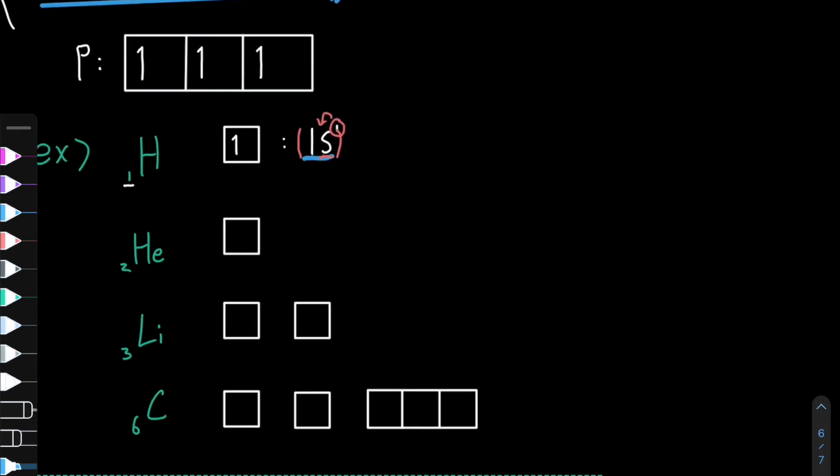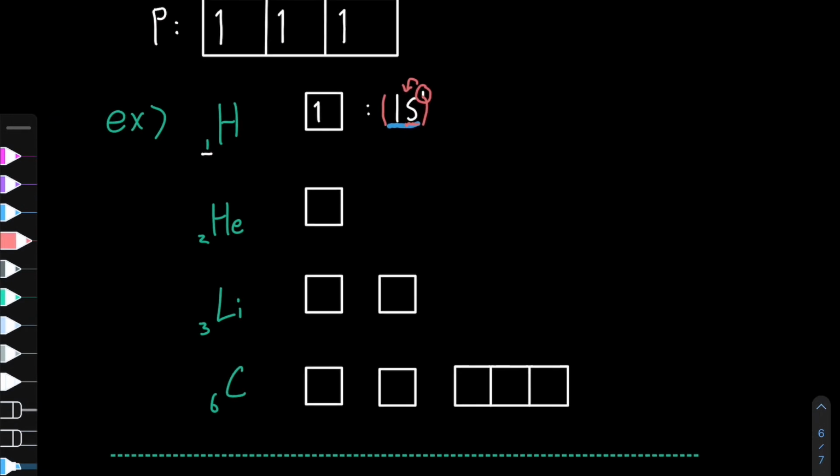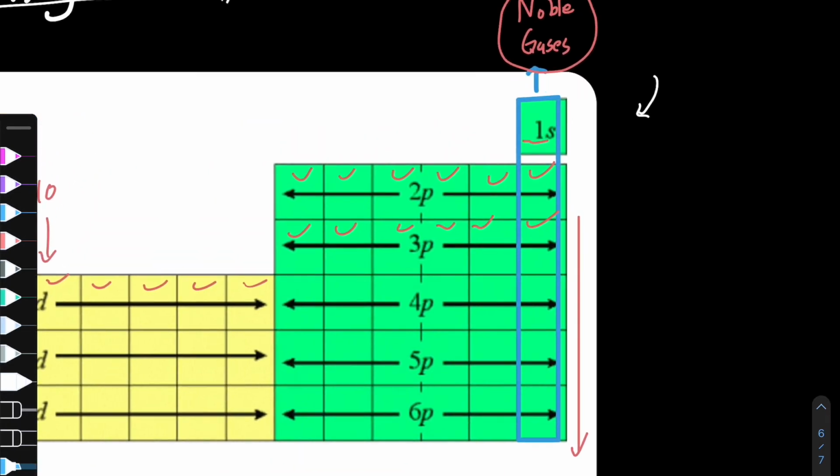Now taking a look at the second example, helium. Helium is the second element, so it is still 1s, due to the fact that helium would be right over here, and it still is denoted with 1s.